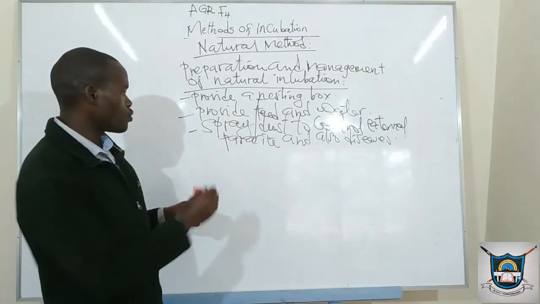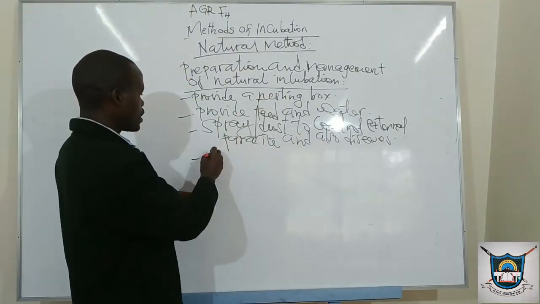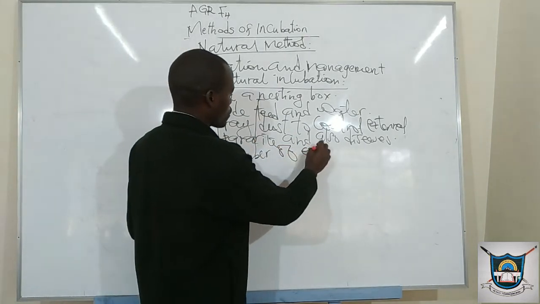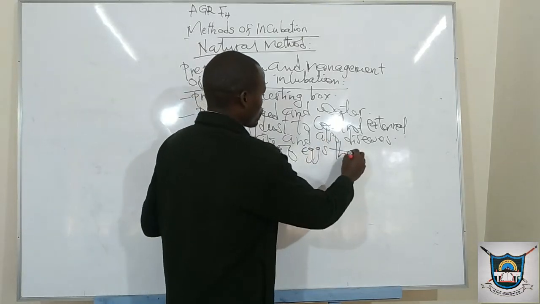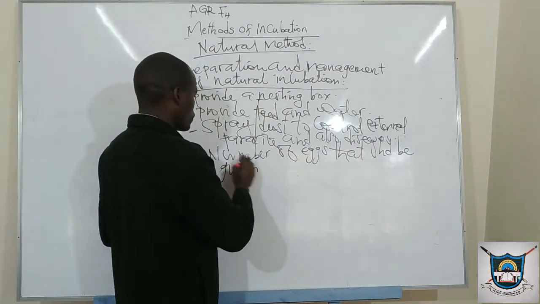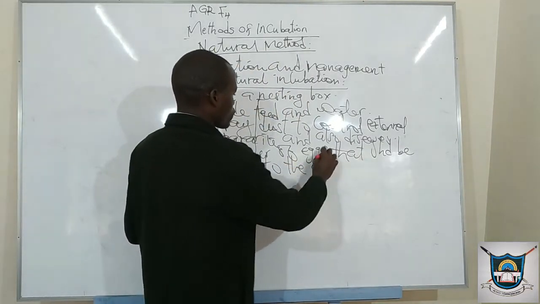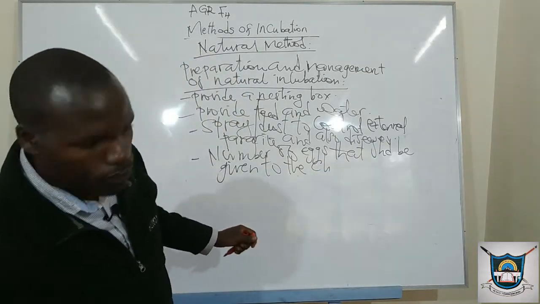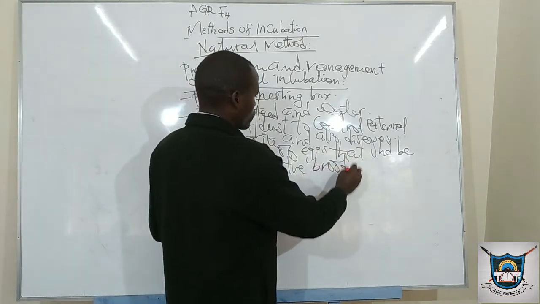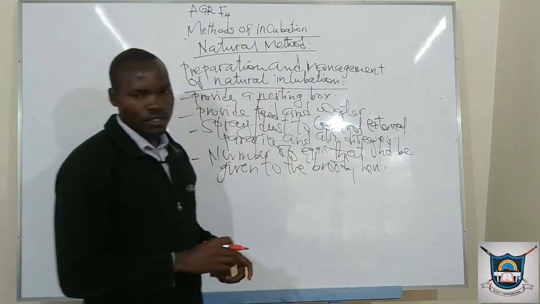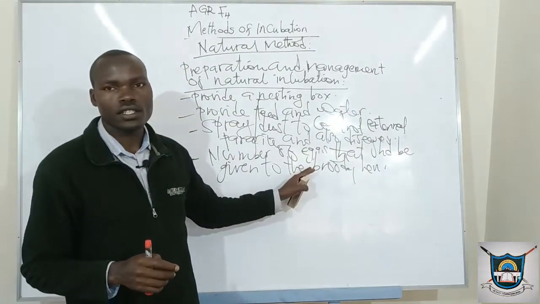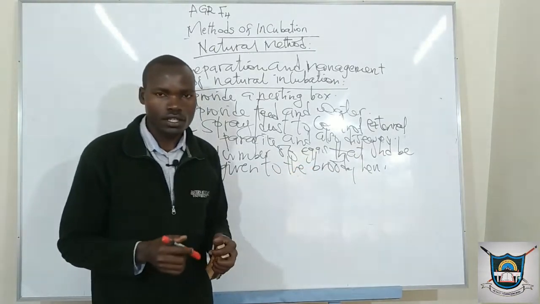Something else you need to do during this management is the number of eggs. The number of eggs which should be given to the brood hen. Consider this with respect to the size of your hen. That is what dictates the exact number of eggs that you give.